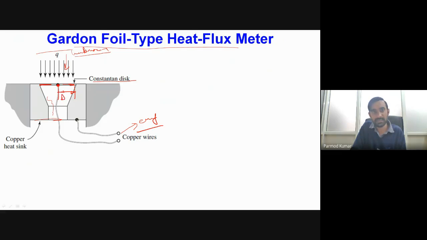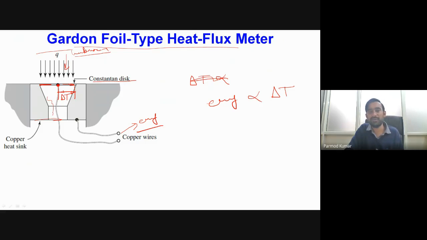Okay, so we will get the value of this EMF, and the output EMF I will be getting will be proportional to delta T, where delta T is nothing but the temperature difference between the center and any other radial location over this disk surface.